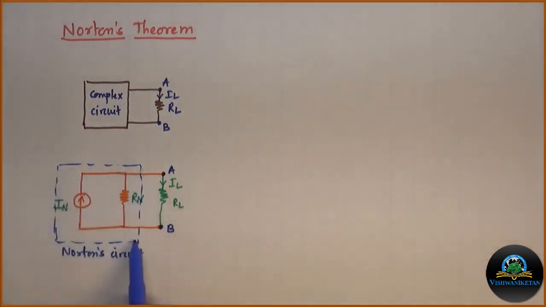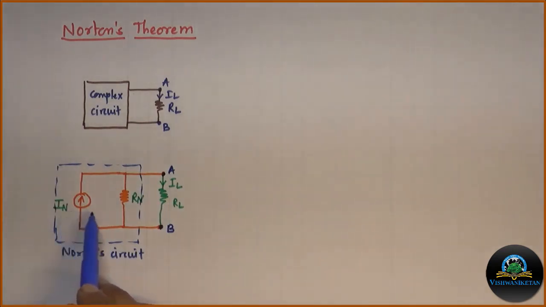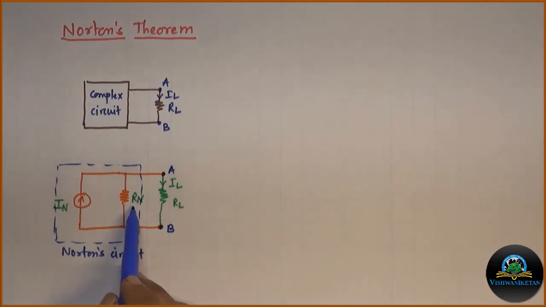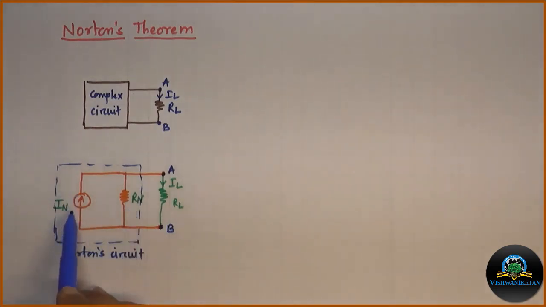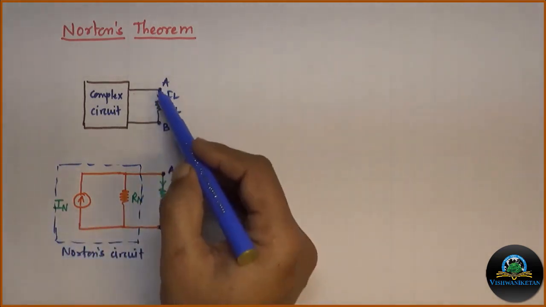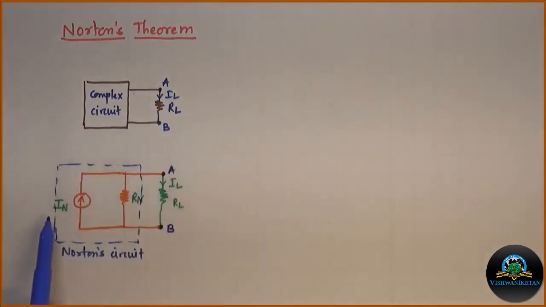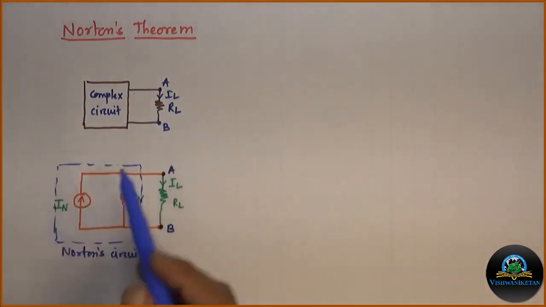This is our Norton's equivalent circuit. It consists of a current source In parallel with a resistance Rn. The current In is equal to the current that would flow when terminals A and B are short circuited. That is, In is equal to current flowing through short circuited terminals AB.